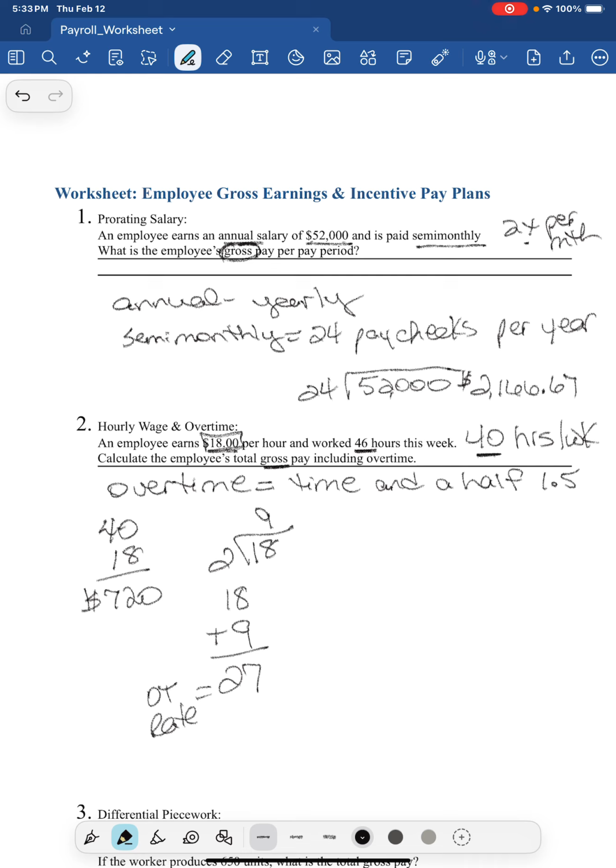So they have 6 hours of overtime because they work 46 hours times the $27 an hour rate. And you see that comes to $162. Okay? So then all you do is take the regular time pay and the overtime pay and add those together, and that week their gross pay would be $882.